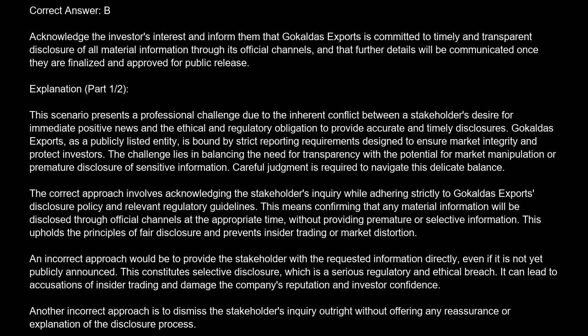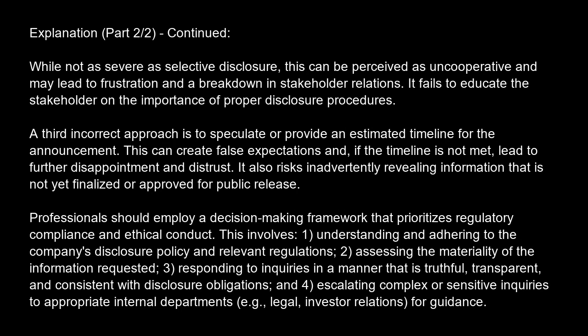Another incorrect approach is to dismiss the stakeholder's inquiry outright, without offering any reassurance or explanation of the disclosure process. While not as severe as selective disclosure, this can be perceived as uncooperative and may lead to frustration and a breakdown in stakeholder relations. It fails to educate the stakeholder on the importance of proper disclosure procedures. A third incorrect approach is to speculate or provide an estimated timeline for the announcement. This can create false expectations and, if the timeline is not met, lead to further disappointment and distrust. It also risks inadvertently revealing information that is not yet finalized or approved for public release.